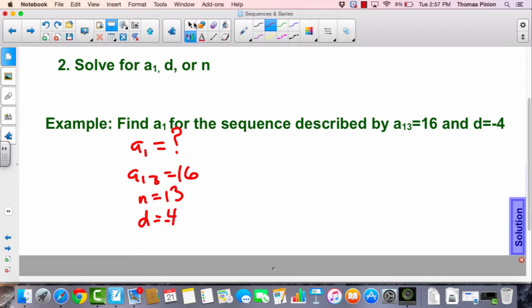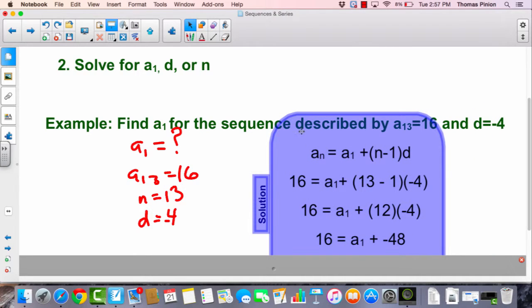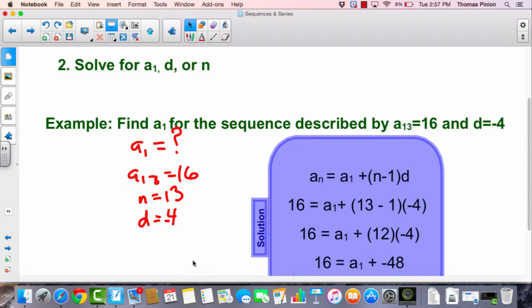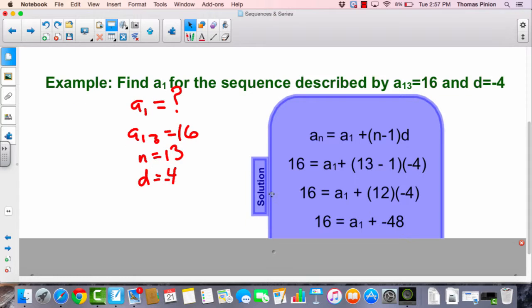Actually, let's not reinvent the wheel. So here we go, we got our explicit formula: a sub n equals a sub 1 plus n minus 1 times d. A sub n is going to be a sub 13, which is 16 in this case. And then we are going to plug in 13 for n, since that's a sub 13, minus 1 times d, which is negative 4. Now 13 minus 1 is 12. 12 times negative 4 is negative 48.